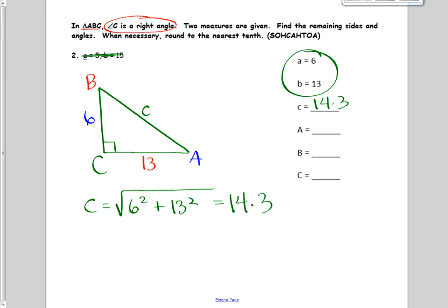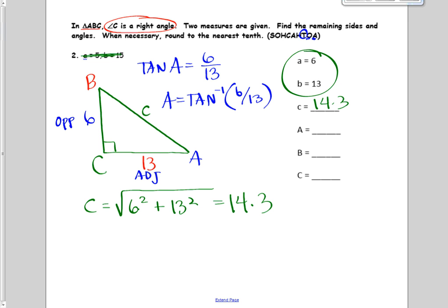Then to get angle A, I know that this is the opposite side, and this is the adjacent side. And so in SOHCAHTOA, opposite and adjacent go with tangent. When I set this up, the tangent of angle A is equal to the opposite side, 6, over the adjacent side, 13. And the way I evaluate this, if I'm trying to find the angle, is I use an inverse tangent of 6 over 13, and that's going to get A by itself.